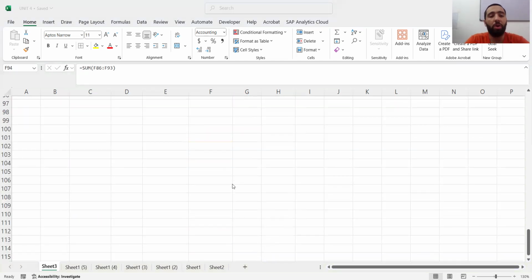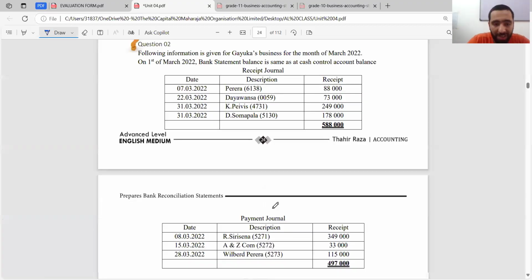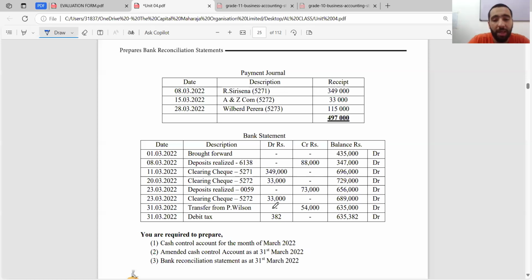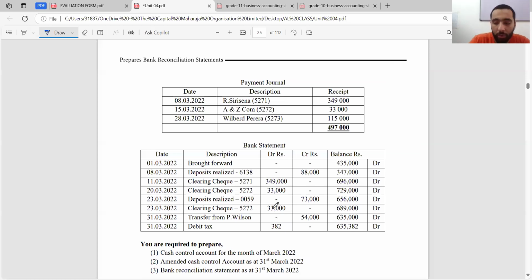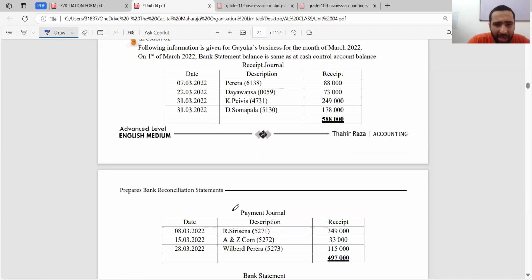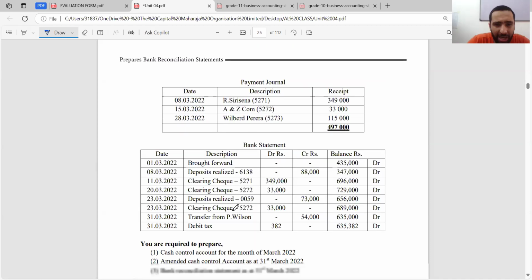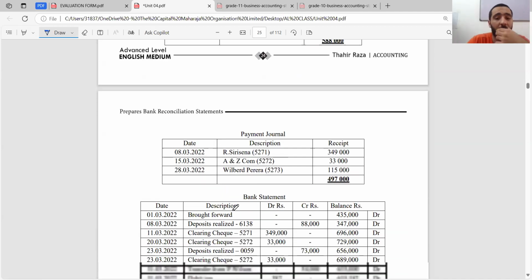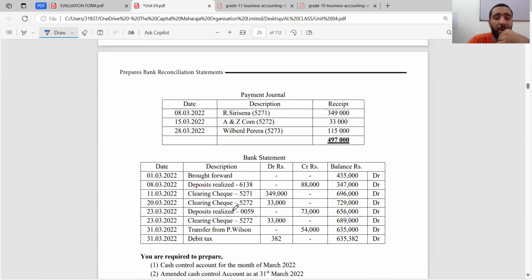The next question is a little bit difficult. Mark my words, it's a little difficult, but you have to think a lot. It seems very small, but it has some things that you need to make sure you are thorough with. First of all, quickly let me know what is the cash control account balance. That is very easy, very straightforward. Please let me know how much the cash control account balance is.